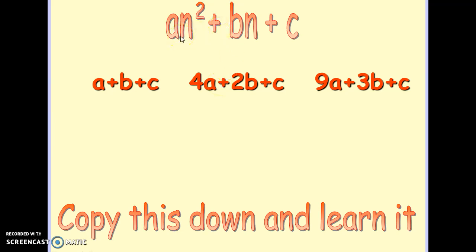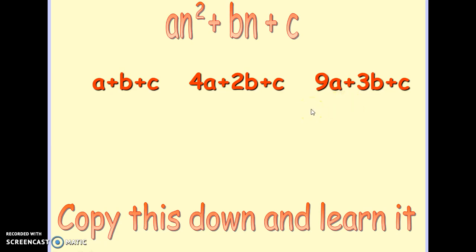So 2 square a, that is 4a, plus 2 into b, that's 2b plus c. Similarly, if the third position n is going to be 3, correspondingly we have 9a plus 3b plus c. Now why are we doing this?